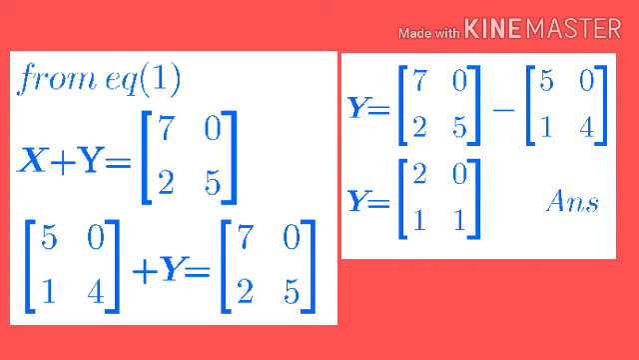Now find the difference of these two matrices. 7 minus 5 is 2, 0 minus 0 is 0, 2 minus 1 is only 1, and 5 minus 4 is 1. So matrix y is [2 0; 1 1]. This is our answer.